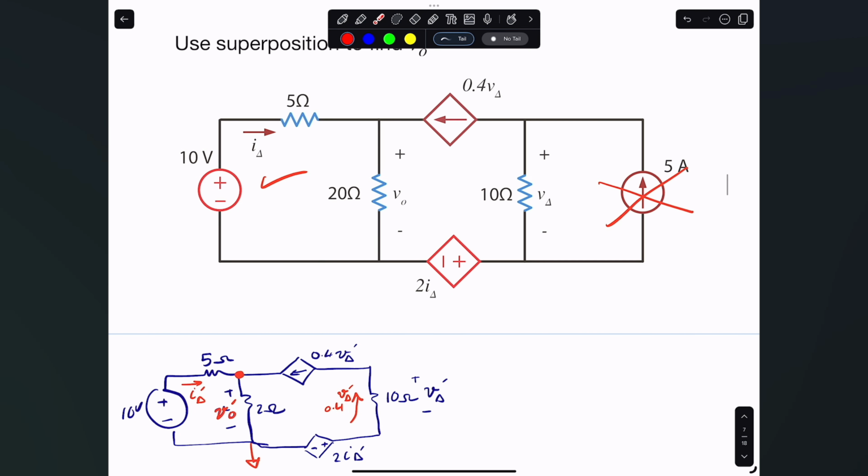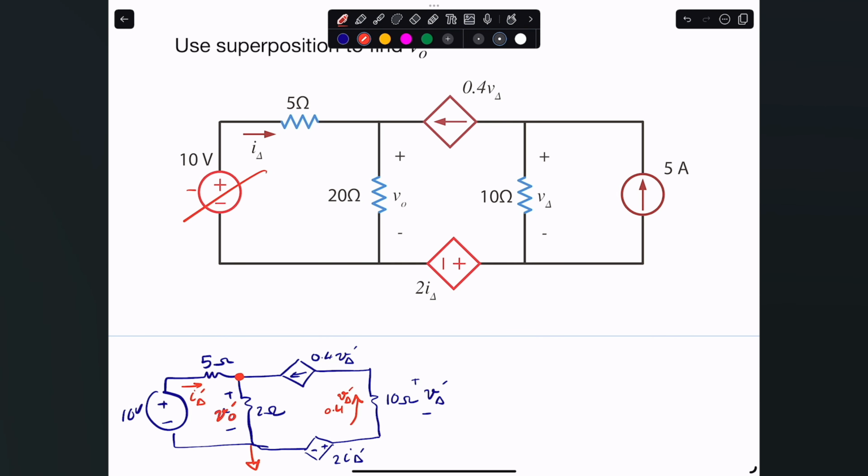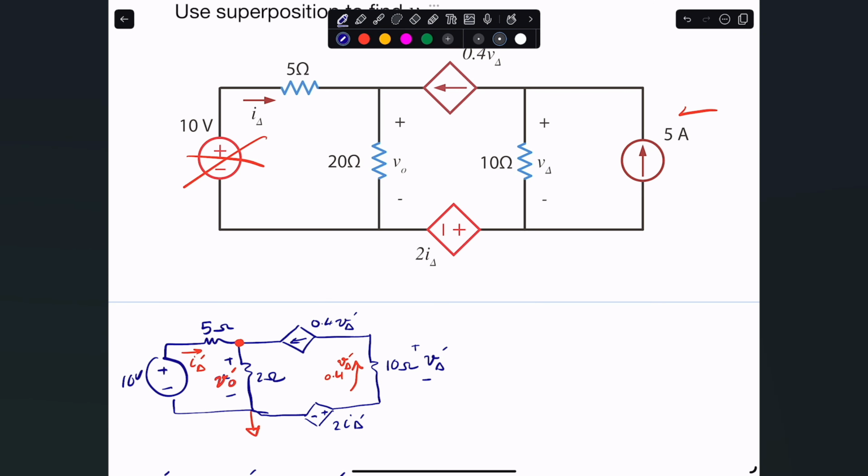So now what do we do? Well, the next go around, we're going to turn this source off and this back on. So let me just highlight it. We're going to turn this source off and the other one is on, and we basically redraw the circuit based on that. So let me draw that circuit in here. Turning off the 10 volts is just replacing it with a short circuit wire. Then this one here stays 5 ohms. This one here stays at 20 ohms.